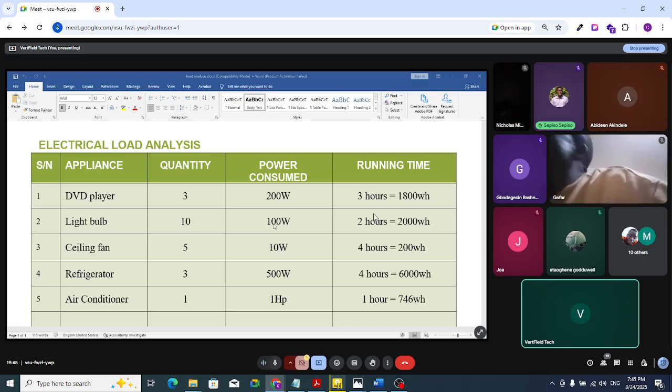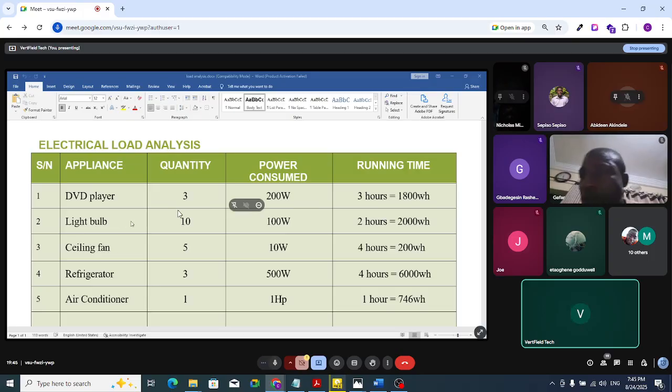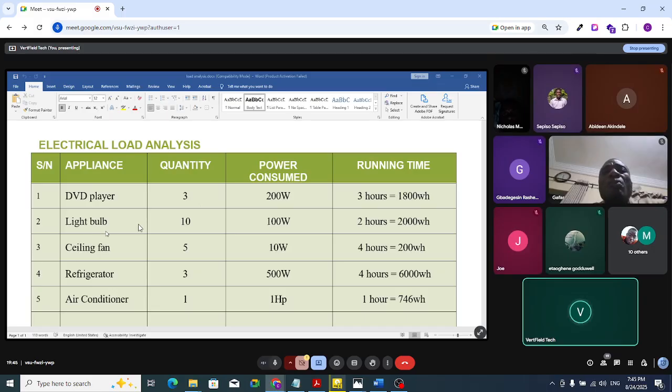Now, how do we run a load analysis? Before that, let us take the information of the various appliances. For the DVD player, the quantity is 3. You can write what is on my screen, okay? The quantity is 3. The power consumed is 200 watts. The running time is 3 hours.